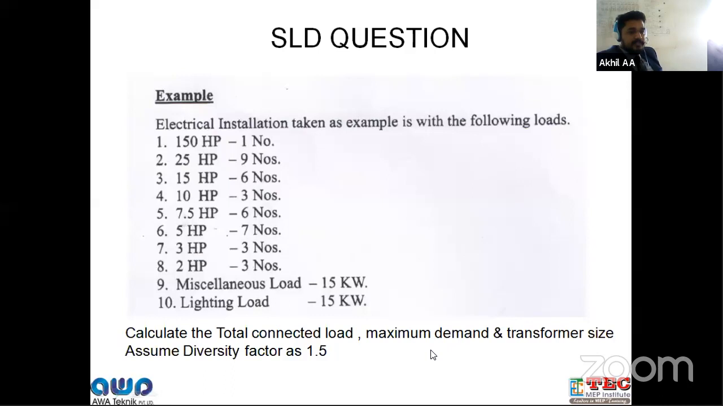Okay. What will be the transformer size? How will you calculate the transformer size? Transformer size is in kVA, right? How do you do the transformer calculation? We have to divide it with 0.8. Can you give me the power factor as 0.8? Yeah. Divide the maximum demand with the power factor. Okay. Anyway, I will show the exact calculation.